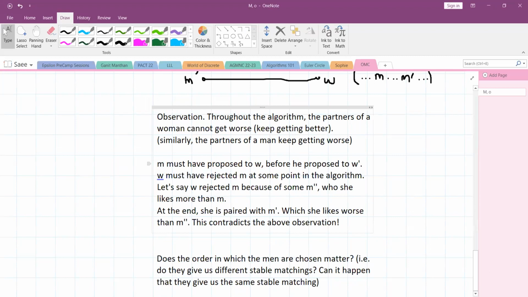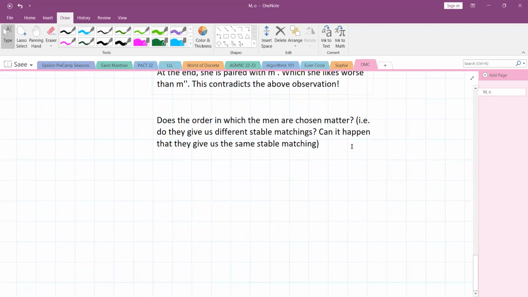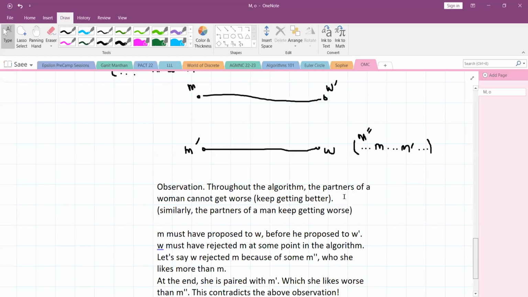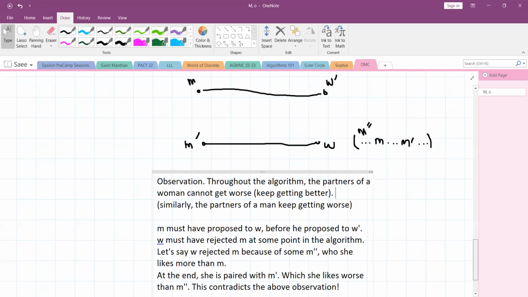Also, the last question you asked, does the order in which the man is chosen matter? I think the answer would be no, and the reasoning can be drawn from the observation that the partners of the women keep getting better. So, irrespective of how the men are chosen, she will choose the best man who proposes to her. Right. So what Anya is saying, in a way, is that every woman will get what is best for her, right? Yeah. Okay, I like that.